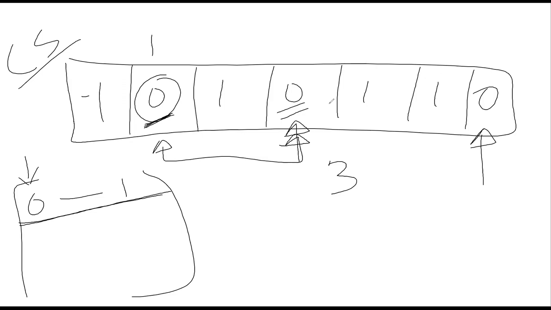Which array are we talking about? The hash map. So the hash map will be empty. Okay. And then we'll start creating the hash map as and when we progress. So let's say we have minus 1. Minus 1 is at the 0th position. Okay. Then we have 0. 0 is at the first position. 1 is at the second position.